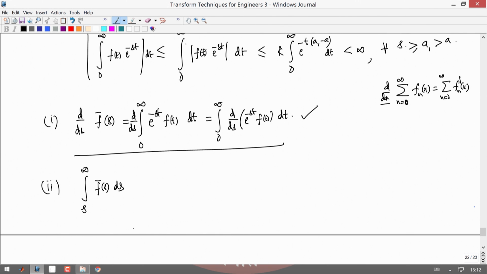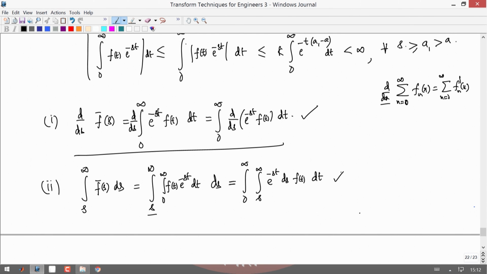You can integrate from s to infinity ds of this integral from 0 to infinity of f(t) e^(-st) dt. Again I can take this integral inside the other integral. That is the same as the integral from 0 to infinity of the integral from s to infinity of e^(-st) ds times f(t) dt. These are the same only because that integral is uniformly convergent.